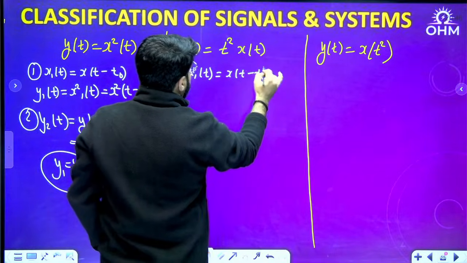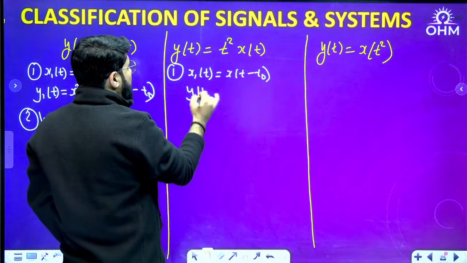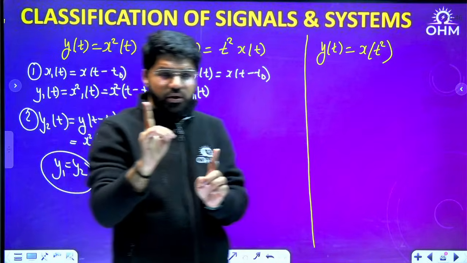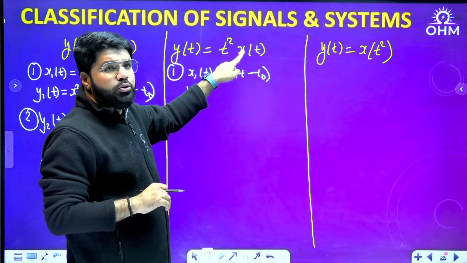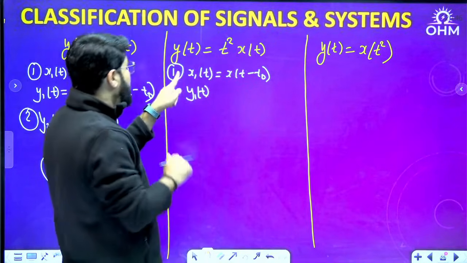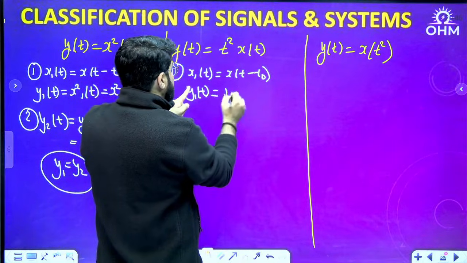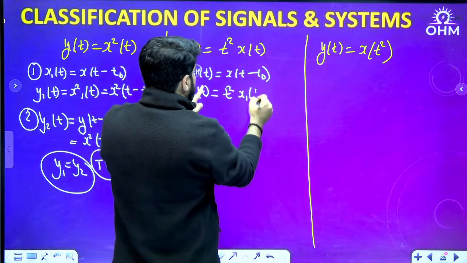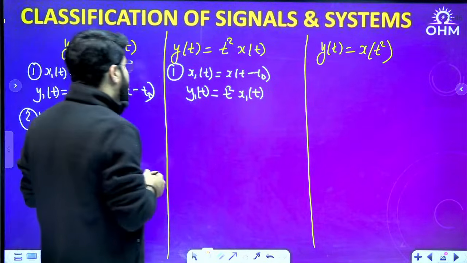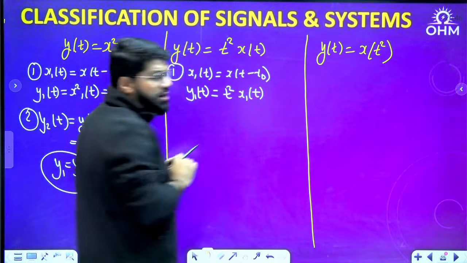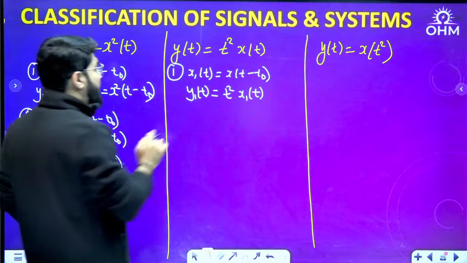x of t minus t naught. Calculate the output y1. What is the input output relation? Be very careful. The output is t square into input. What is my input? x1. So my output is t square x1. Everybody followed? Now next.